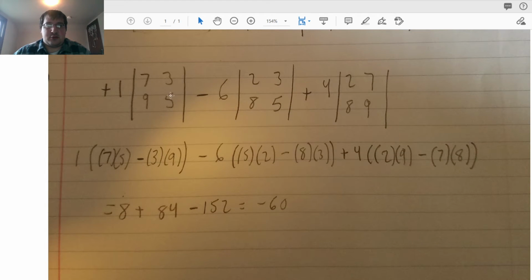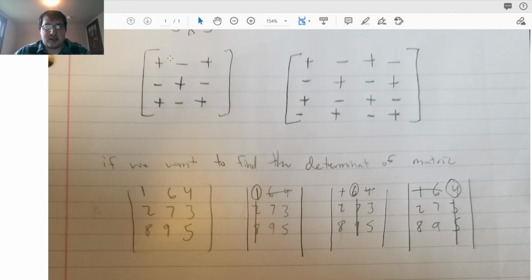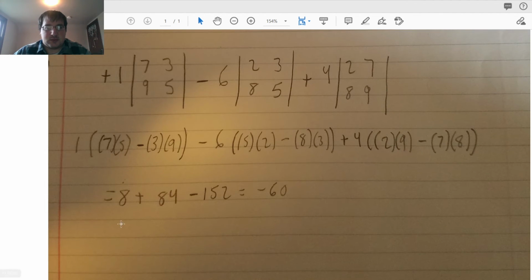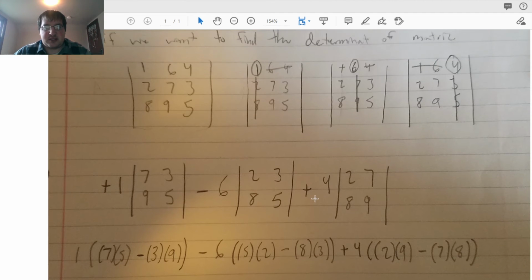And then you just break these down into 2x2 matrices, and then it should be easy to find the determinant of these. So we have 7 times 5 minus 9 times 3. Excuse me. And then we multiply that by 1. Then the determinant of this one, 5 times 2 minus 8 times 3, multiply that by 6. And then again, we're subtracting here because of this negative we have here. And then lastly, we add 4 times the value we get from 9 times 2 minus 8 times 7. And then just quickly put that in a calculator, you get negative 60 for your determinant.